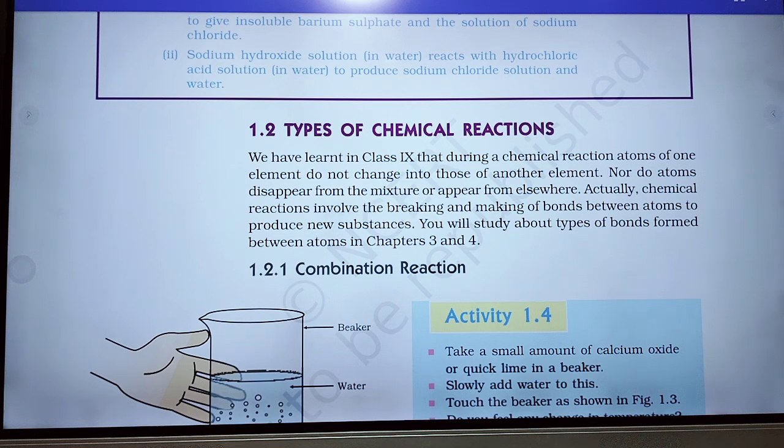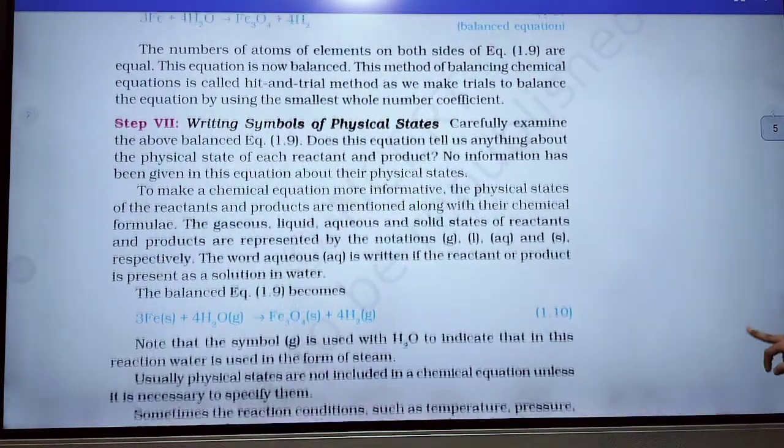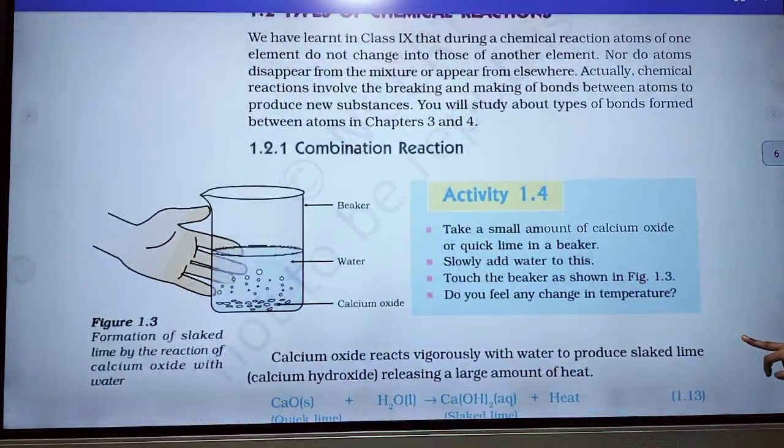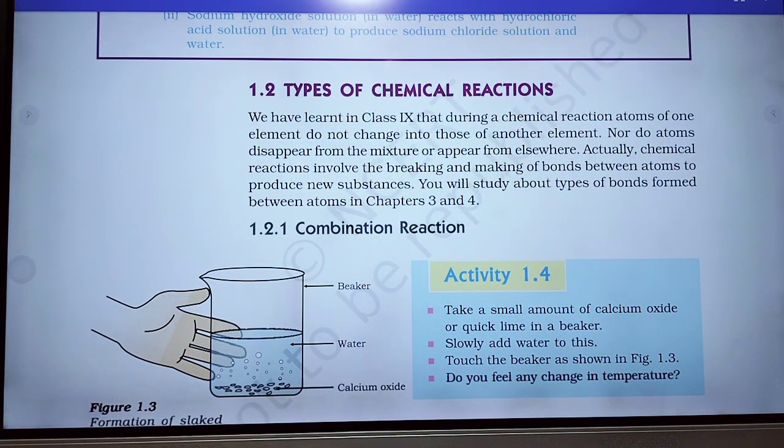You will study the types of bonds formed between atoms in chapters 3 and 4. I hope you understand what a chemical reaction is. A chemical reaction is a process in which a new substance is formed. Now here are the types of chemical reaction. The first one is combination reaction.